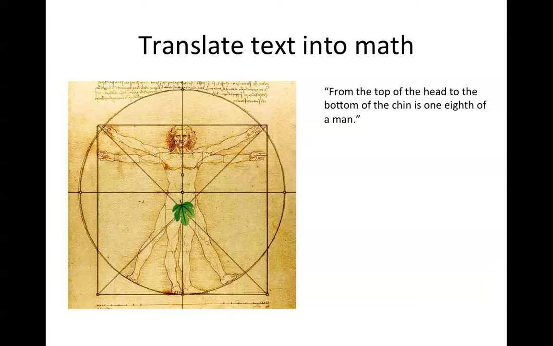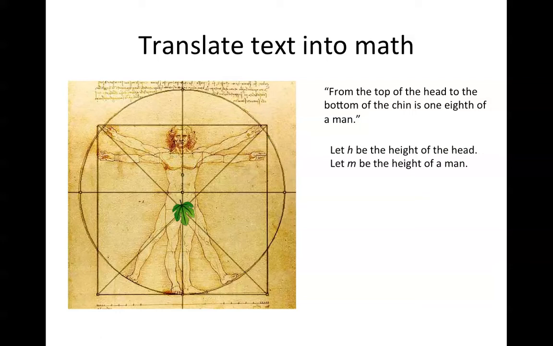From the top of the head to the bottom of the chin is 1/8 of a man. And by that, Leonardo means that this distance, from the top of the head to the bottom of the chin, is 1/8 of the whole height of the man, which, by the way, is also the side of the square.